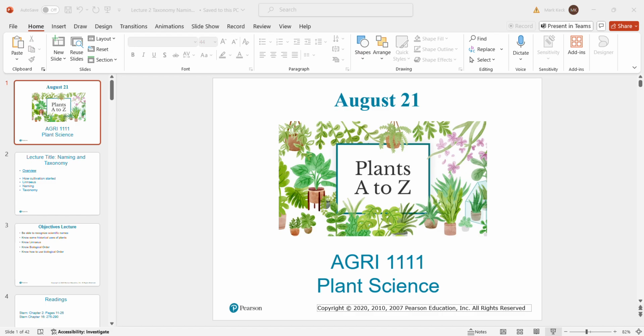Plantain has over 300 common names, or one common name may be applied to a different number of species. Monk's hood is common for Dicentra cucullaria and for Aconitum species, which is a different family.